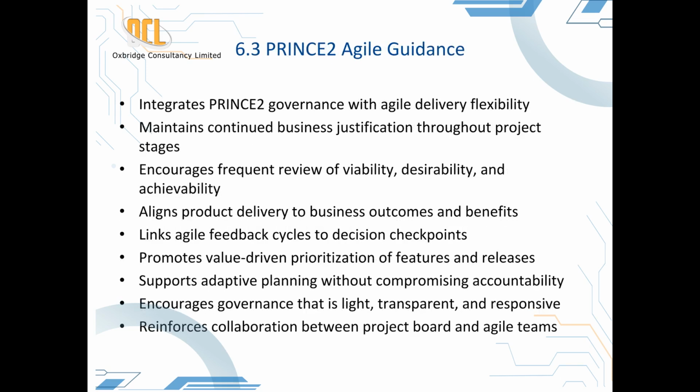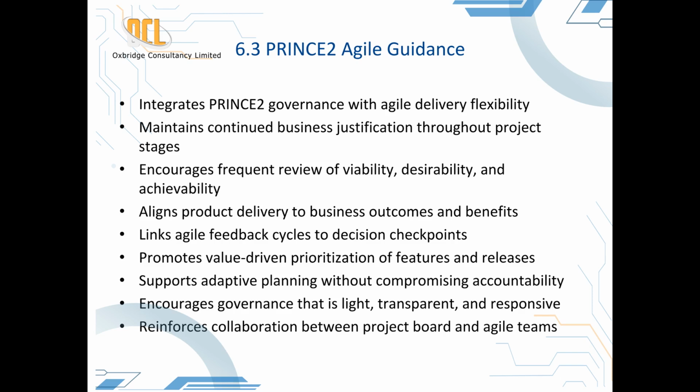The Prince 2 Agile approach ensures that business justification remains central. Even in adaptive environments, governance focuses on continued validation rather than one-time approval. Each iteration or delivery cycle becomes an opportunity to reassess benefits, costs, and risks. The project board uses agile feedback, such as sprint reviews or product increments, to make informed decisions. This integration ensures that governance and agility work hand in hand.